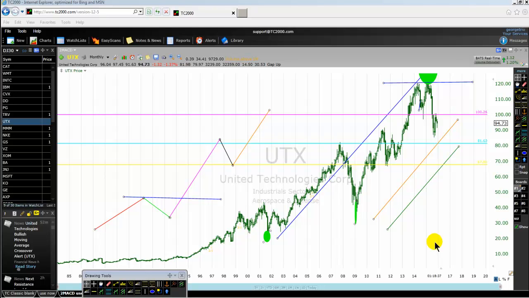How to combine wave principle and divergence, part 3.